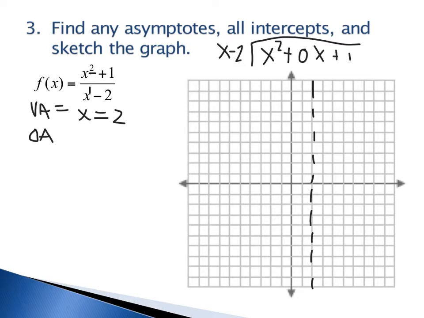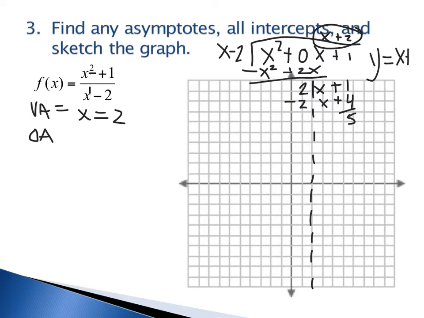Okay, so x times what gives me x squared? Well, that's just x. So I have x squared minus 2x. Okay, we subtract. So that gives me 2x and then plus 1. All right, we're going to go ahead and say x times what gives me 2x? Well, that's just 2. So I have 2x minus 4. Okay. Now I'm going to go ahead and subtract. So we get a remainder of 5, but that really doesn't matter. We don't care about the remainder when we do this, so we have y equals x plus 2. Okay, so that's our oblique asymptote.